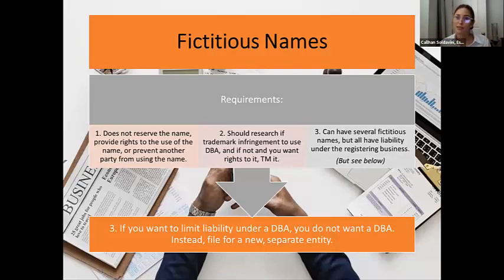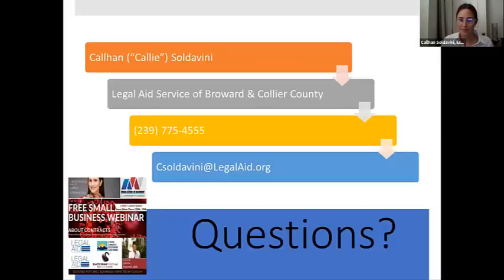If you want to have separate liability protection for something that your business is doing, because there's something with a lot more and a lot different liability than what you're doing, even if it relates to your business, consider establishing a whole new entity rather than a DBA.